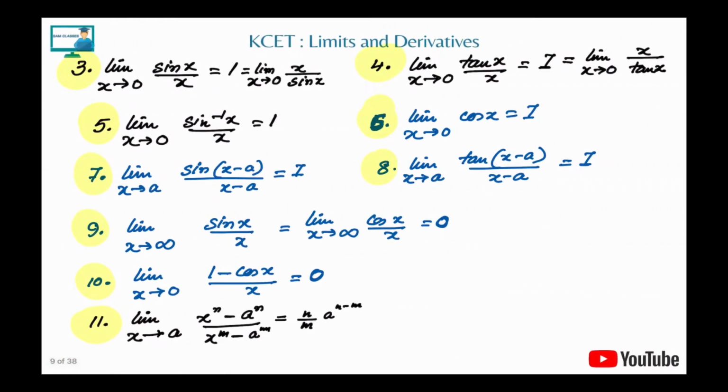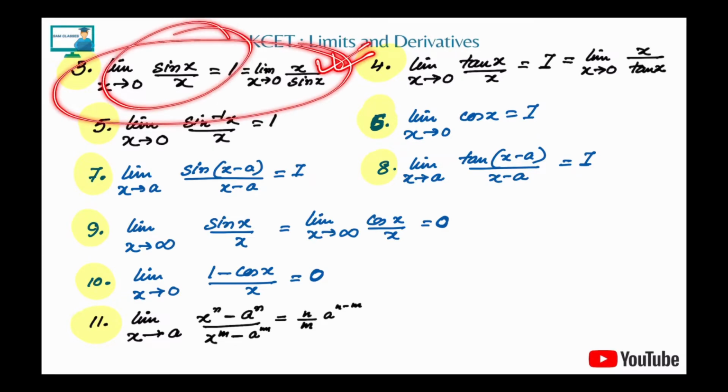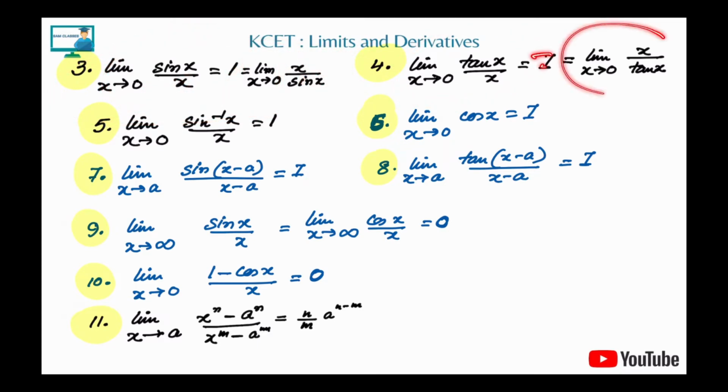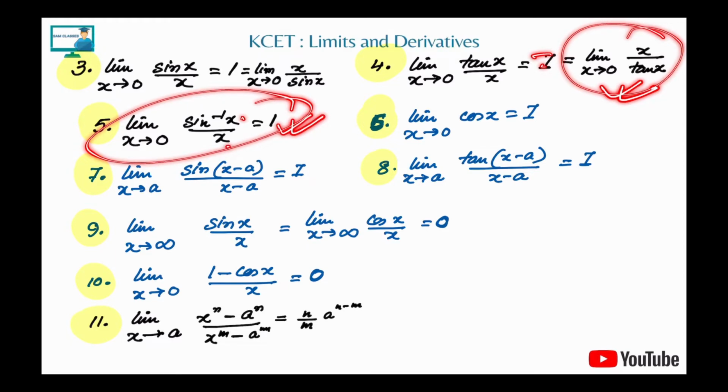Now some important results. Trigonometric results, you need to mug up, or keep in mind so that you can be fast. Limit x tends to 0, sin x by x is always 1. And if it is the opposite, x by sin x, then also the same thing. tan x by x is equal to 1, x by tan x also 1. Inverse formulas, mug up. sin inverse x by x, same, 1. As x tends to 0, cos x equals 1. We can show you the proof, but it's not needed.